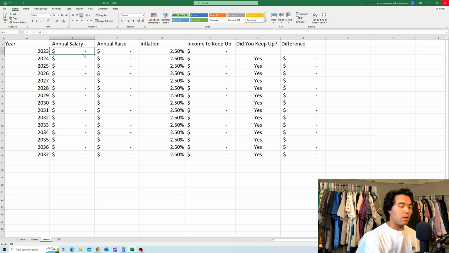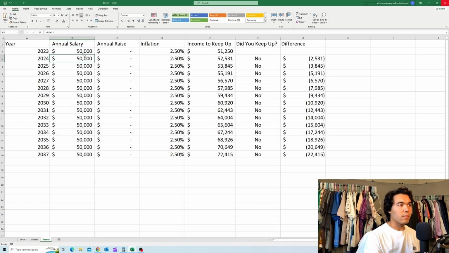Let's start with something nice and clean, 50,000. So his employer comes to him and says, we're going to offer you a $50,000 salary for your Muppet making skills. And like I said, we're not considering taxes, deductions, anything like that in this example. This is purely to showcase how inflation plays a big part in your lifestyle and your income as well.